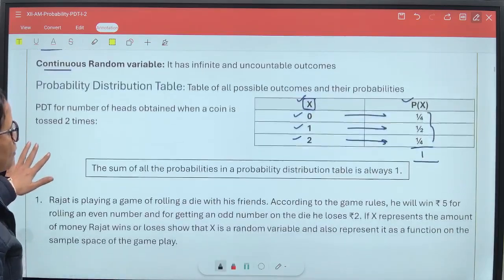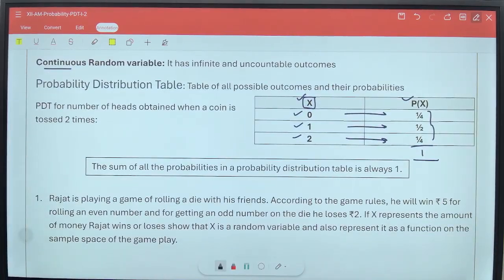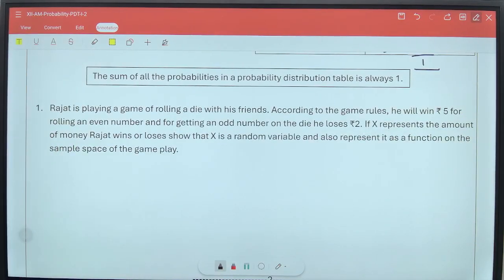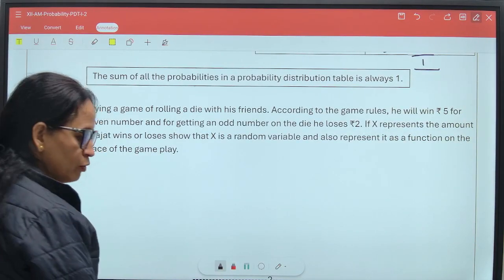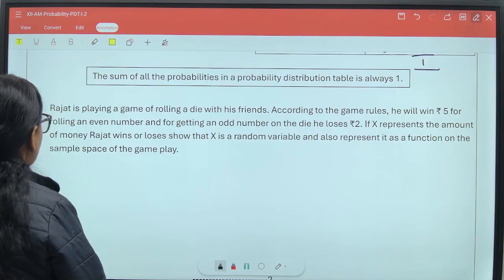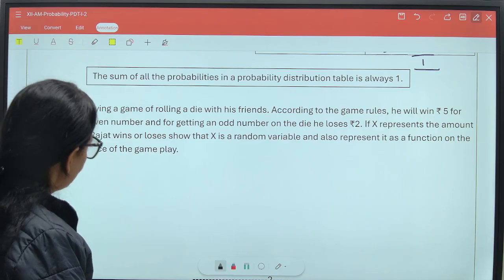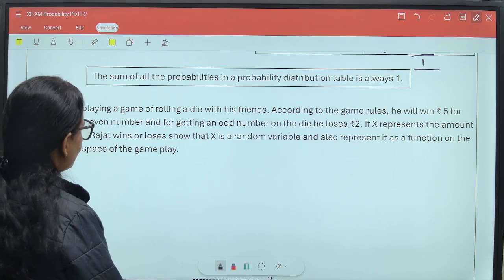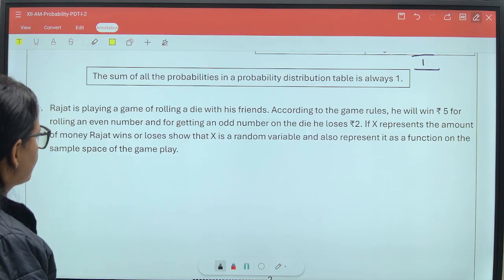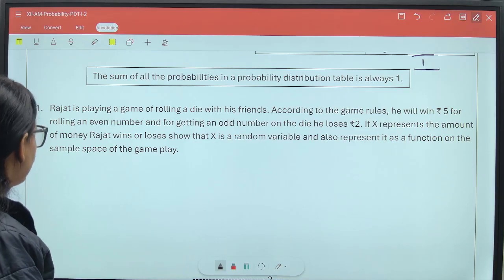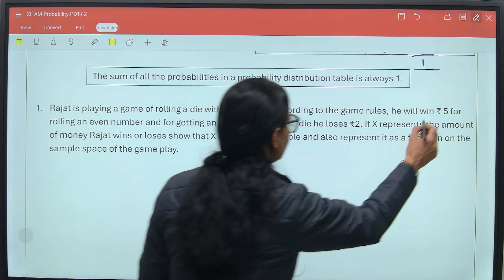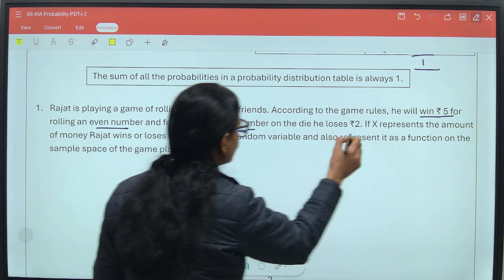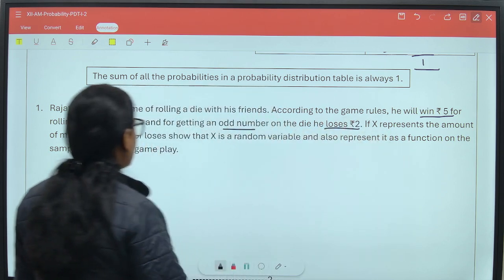So let's look at some of the important questions dealing with probability distribution table. The first one is Rajat is playing a game of rolling a die with his friends. According to the game rules, he'll win ₹5 for rolling an even number, and for getting an odd number on the die, he loses ₹2. If x represents the amount of money Rajat wins or loses, show that x is a random variable and also represent it as a function on the sample space. Now he wins ₹5 on getting an even number and loses ₹2 on getting an odd number.